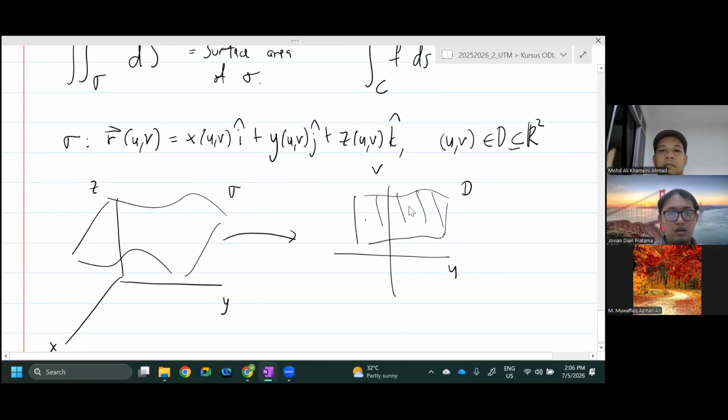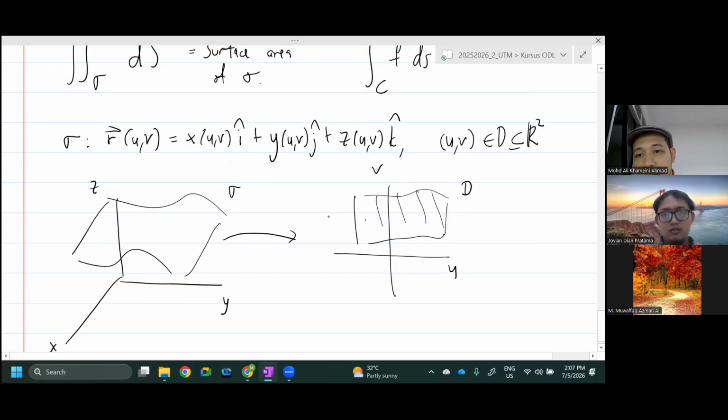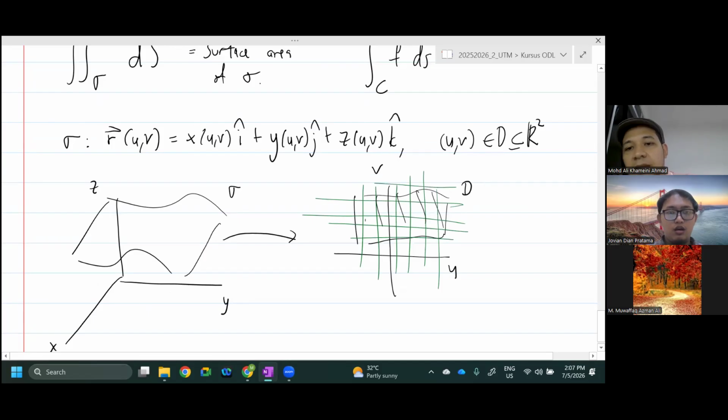So recall again what you did when you compute a double integral. You make a partition, right? To compute the double integral, you make a partition of this region. Similar here, you make a partition also. So let me just use another color here. Then you make a partition here with respect to U and then with respect to V also.